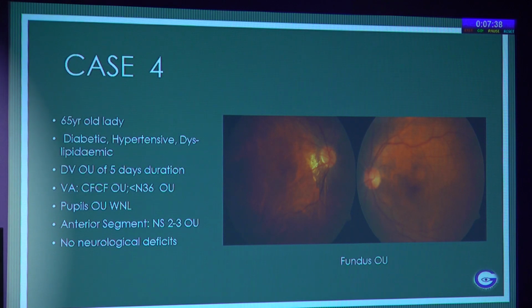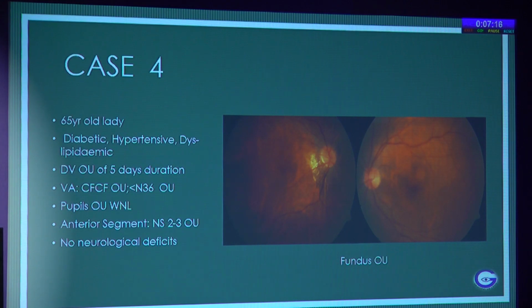So this was a 64-year-old lady, again multiple comorbidities, diabetes, hypertension, dyslipidemia, came to us with defective vision of both eyes of 5 days duration. Vision was very poor here. Again, counting fingers close to face in both eyes and less than N36. Pupils normal. Anterior segment showed some nuclear sclerosis cataract, nuclear sclerosis grade 2 to 3.